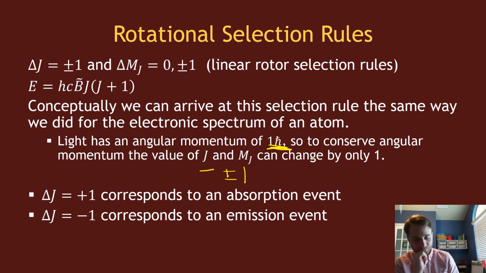And so for absorption, your J value has to increase by 1, because you're absorbing, so you have to go to a higher energy state. For emission, your J value has to decrease by 1, because again, you're giving off energy, so you have to go to a lower energy state. So again, you can think of this specific selection rule about the changes in J as dealing with conservation of angular momentum.